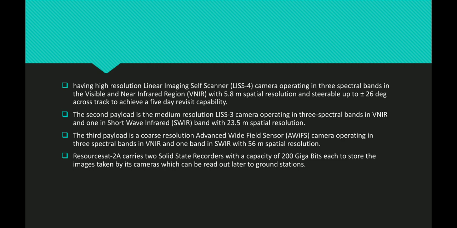The third payload is the coarse resolution Advanced Wide Field Sensor camera, operating in three spectral bands in VNIR and one band in SWIR with 56 meters spatial resolution. ResourceSat-2A carries two solid-state recorders with a capacity of 200 gigabits each to store the images taken by its cameras, which can be read out later to ground stations.